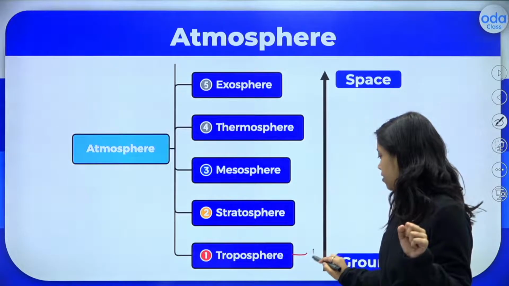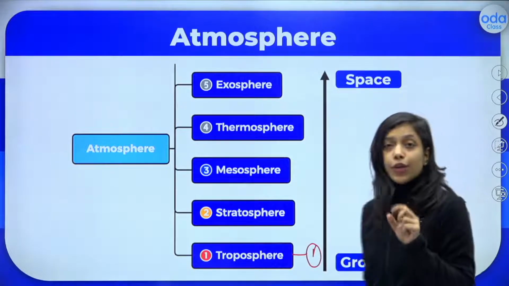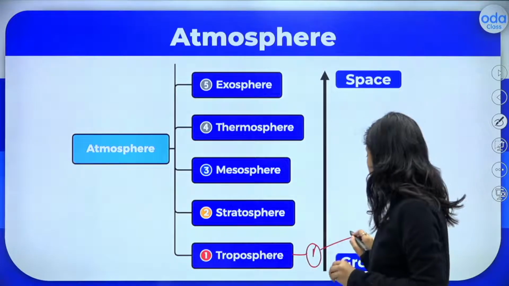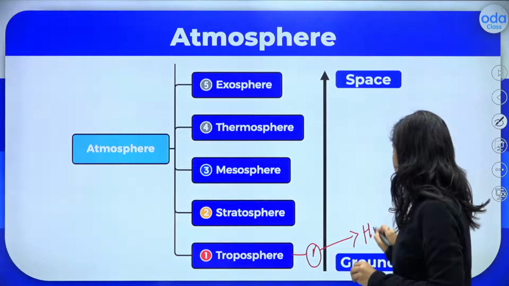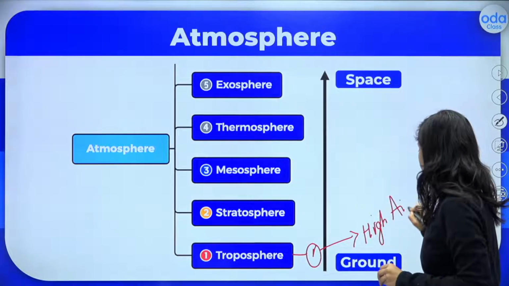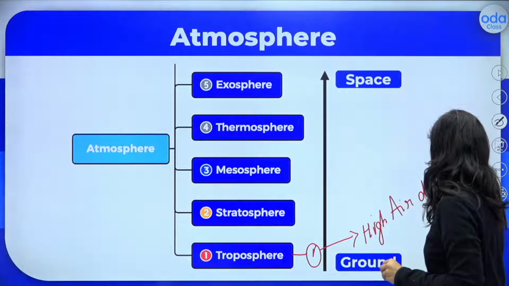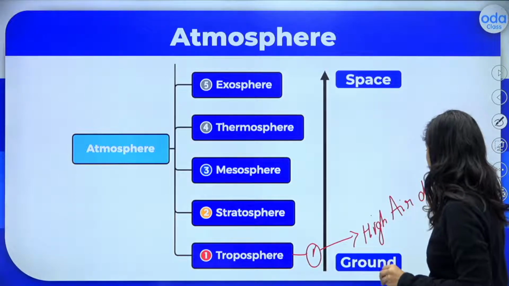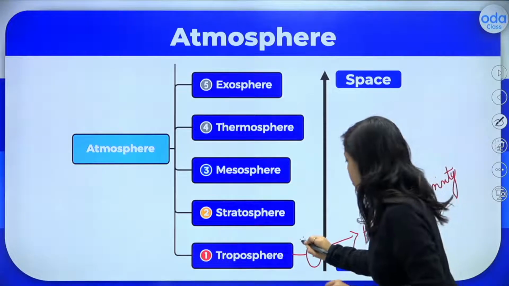The first layer, troposphere, is a very thin layer, and air density is high here. You can write high air density, because this is the first layer and most of the air is present here. High air density in this layer.